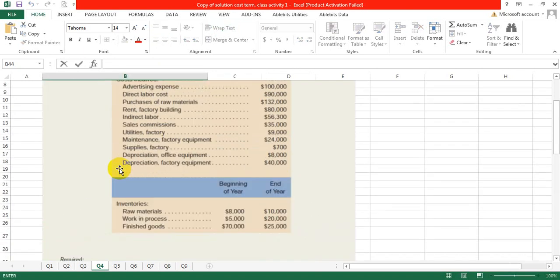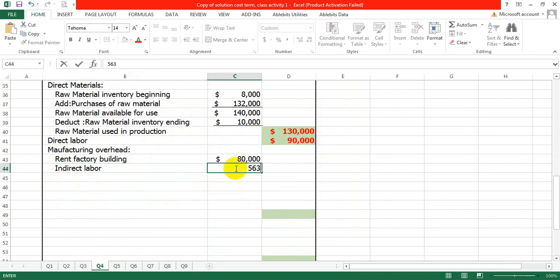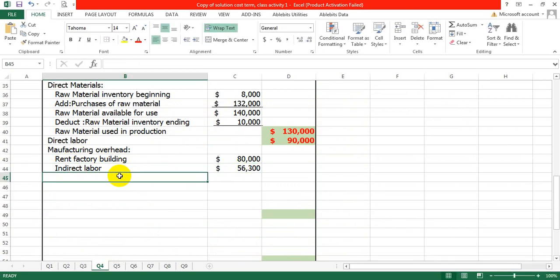Another value is indirect labor, 56,300. Yes, indirect labor. Indirect labor क्या होती है? Indirect labor is all labor which is indirectly associated with the product, not direct. So indirect labor is 56,300, right? Next one is the utility factory.